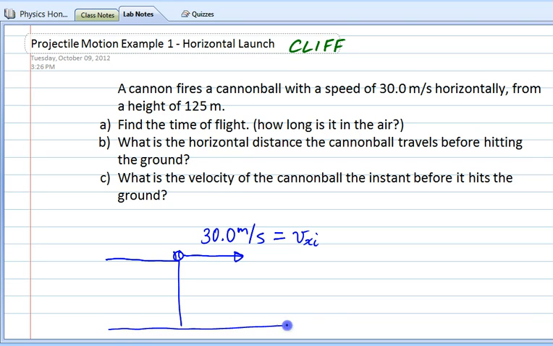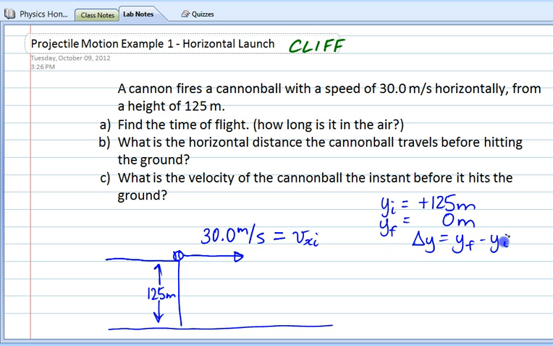We also know that we have the ground here, and we have a height of 125 meters. So what this tells us is a couple of things. We could say that y initial is 125 meters up, and we can say that y final somewhere is going to be 0 meters, or we could simply say that delta y, which is y final minus y initial, is going to be negative 125 meters. So any of those are okay.